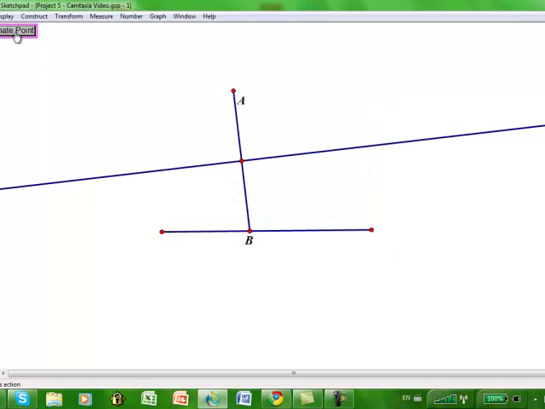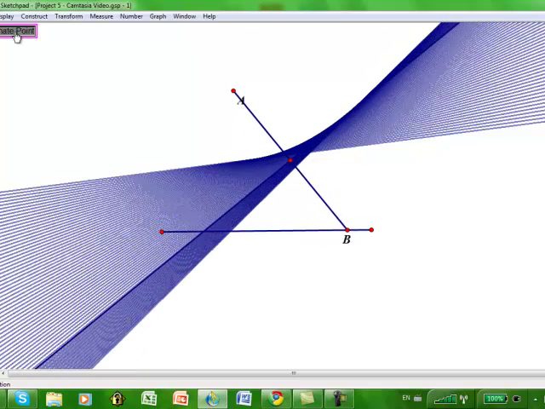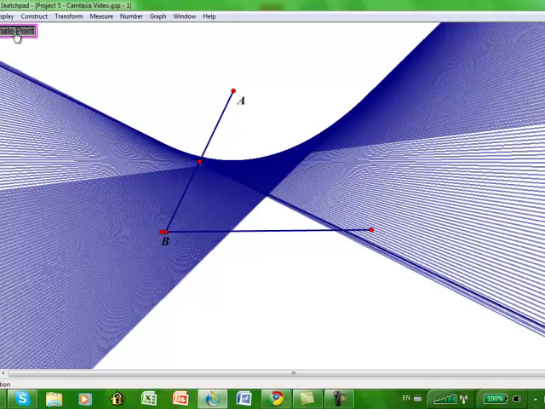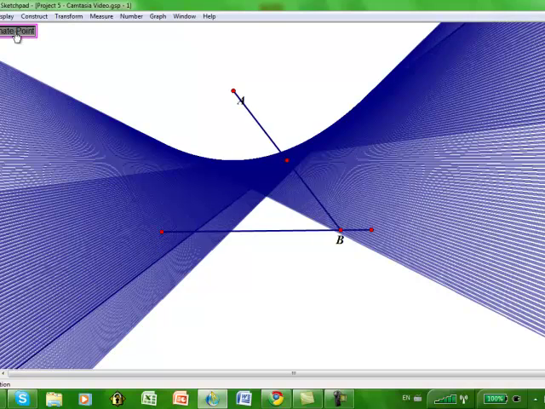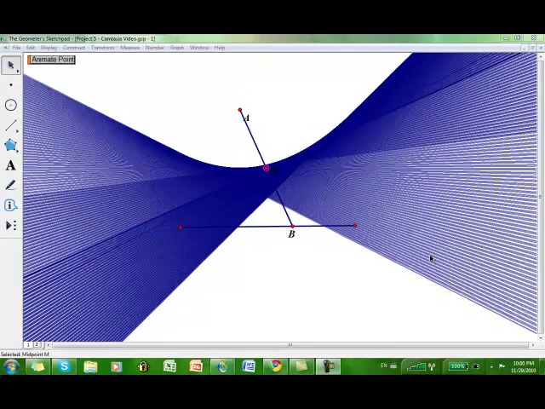When I click on the Animate button, it moves B and the crease line. Crease line is once again the line of tangency to the parabola. As you can see, the parabola starts to form. With just a few alterations to this construction, we can prove the definition of a parabola.